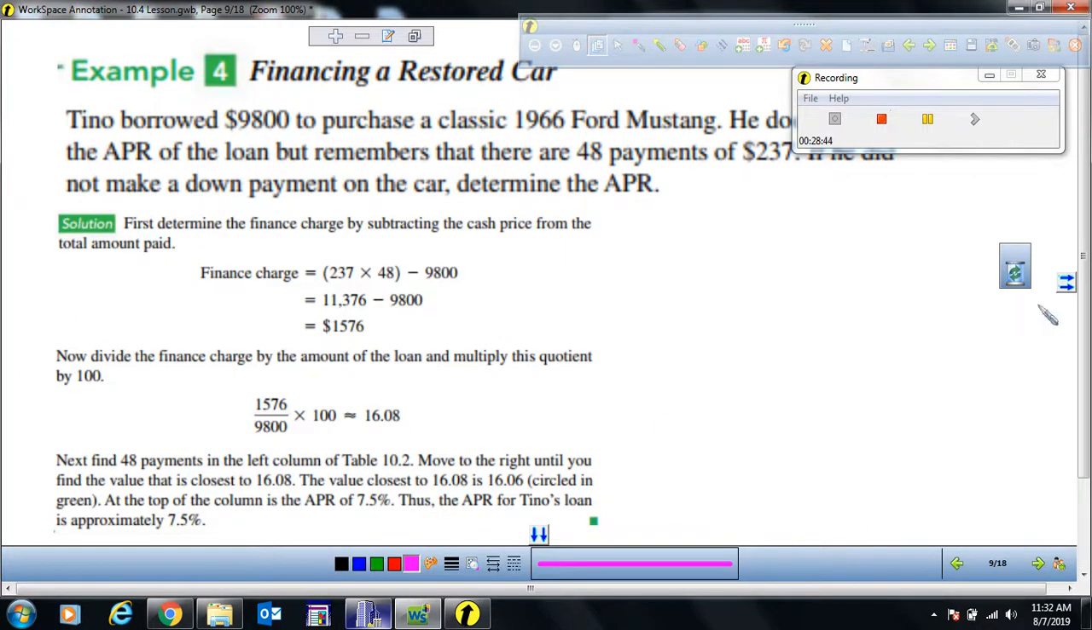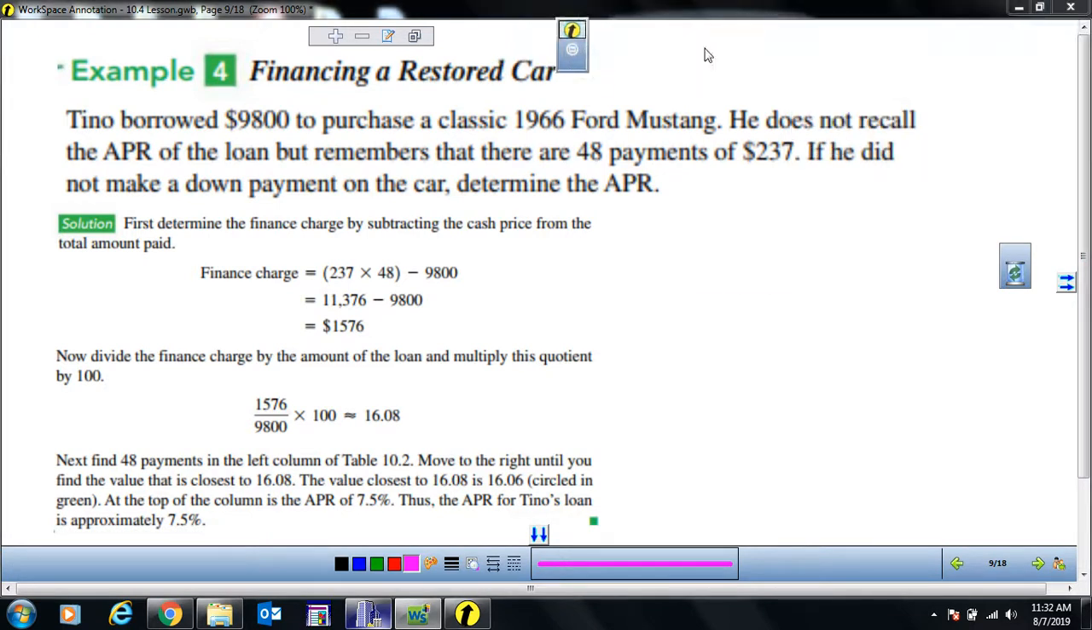So, okay, here is example 4. Example 4 says, financing a restored car. Tino borrowed $9,800 to purchase a classic 1966 Ford Mustang. He does not recall the APR of the loan, but remembers that there are 48 payments of $237 each. If he did not make a down payment on the car, determine the APR.